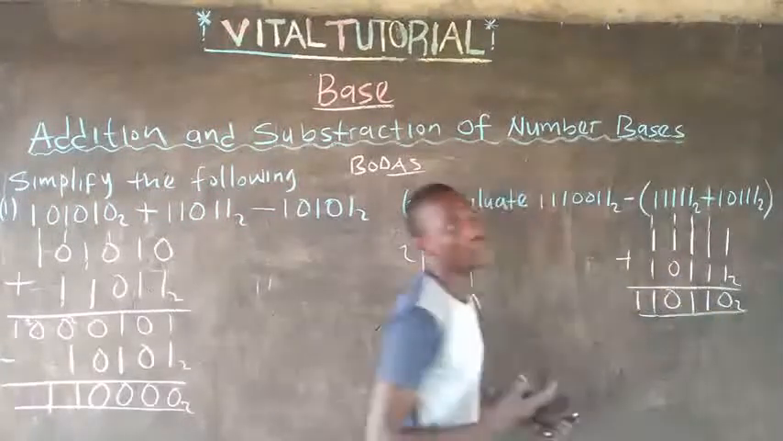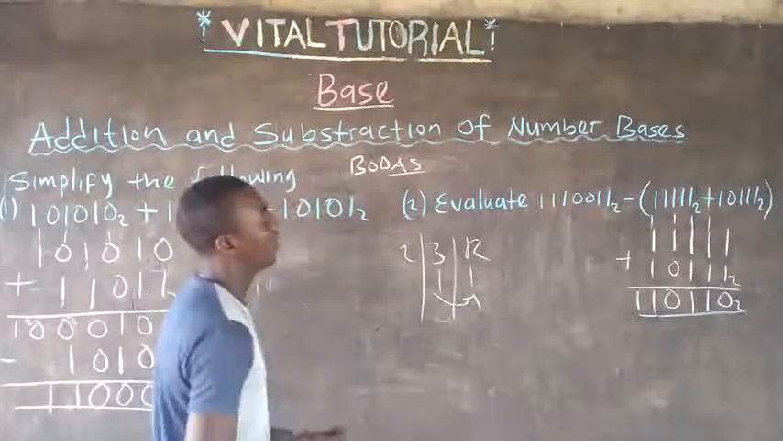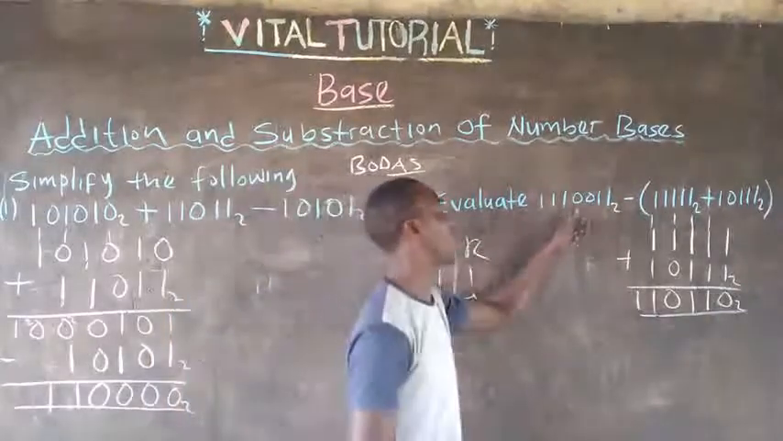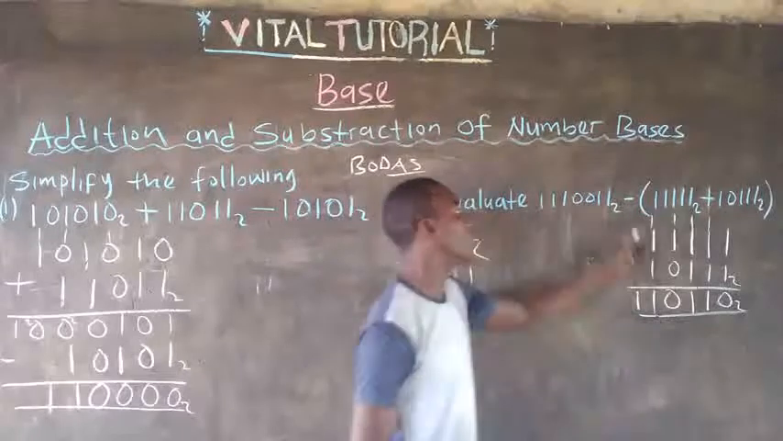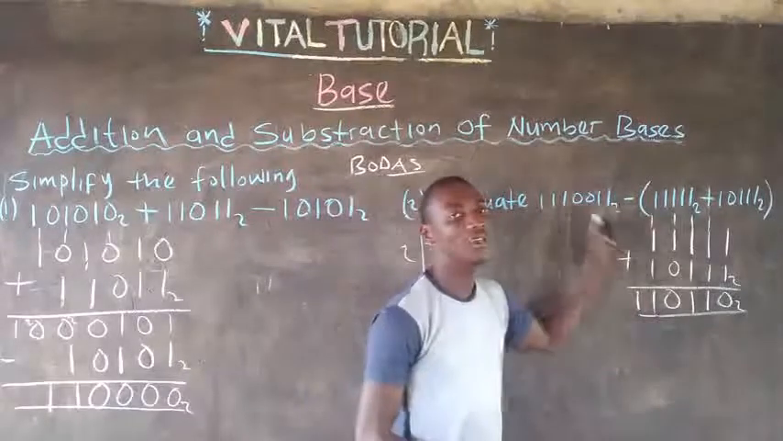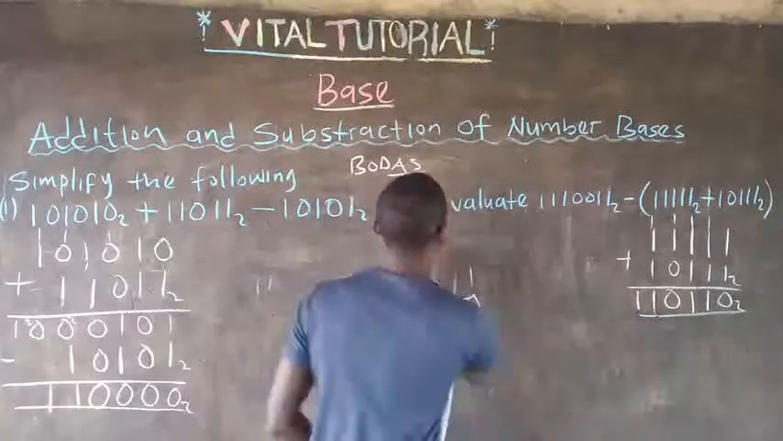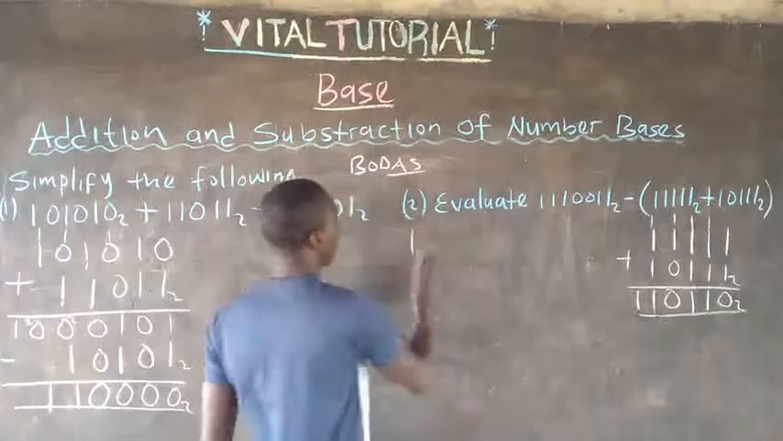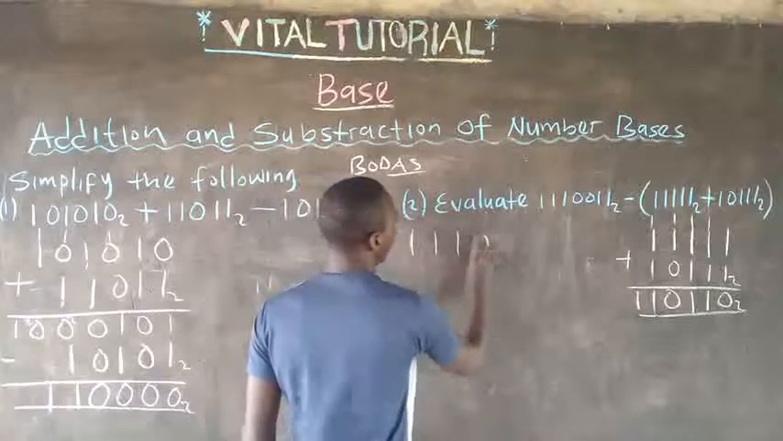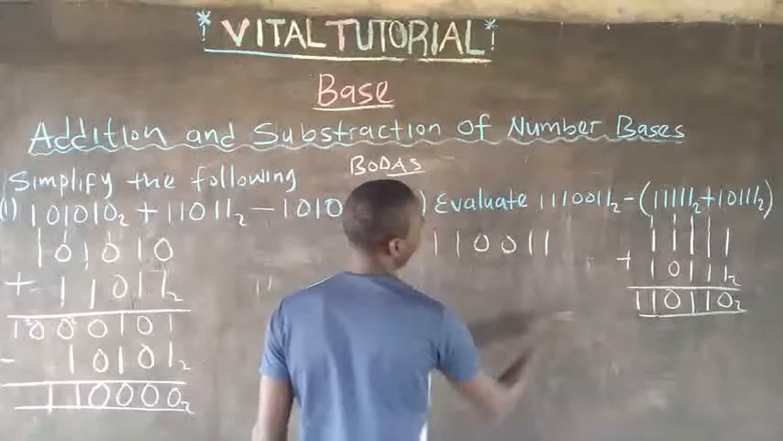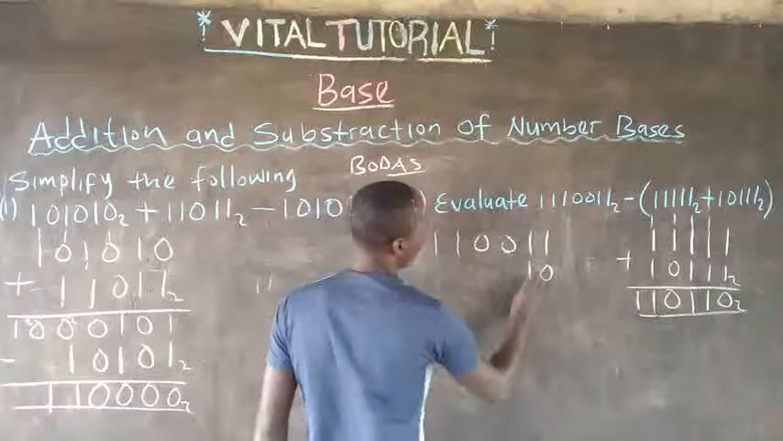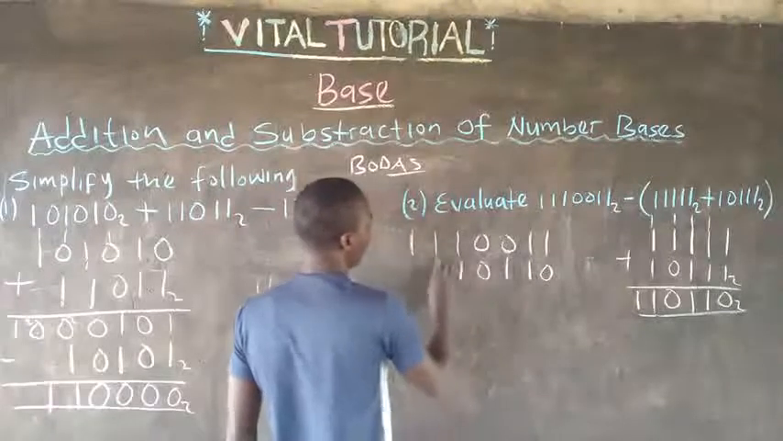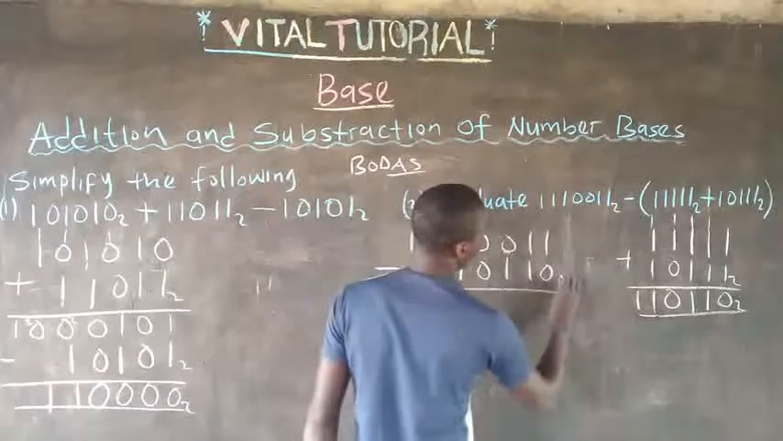So this is in base 2. Are we done yet? No, we are not done yet. If you look at this number, it is bigger than this. So we can now subtract this from this. So this will be 1 1 1 1 1 0 0 1 1. This one is 0 1 1 0 1 1. Subtract from this, still in base 2.